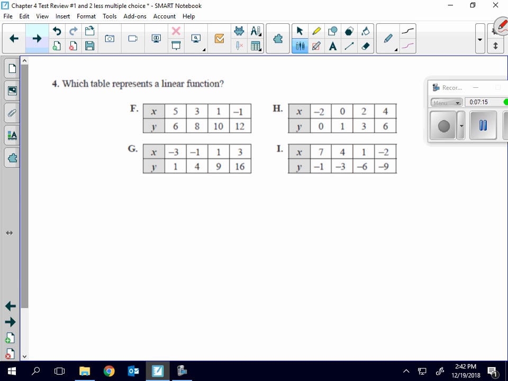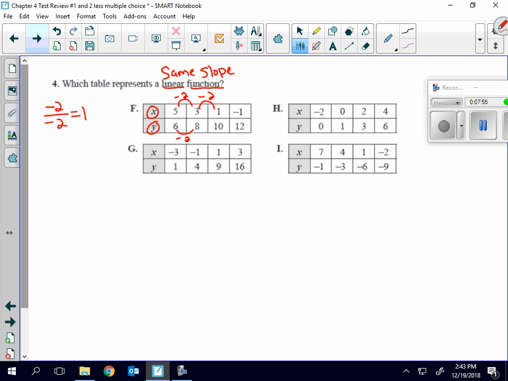Which table represents a linear function? Linear functions, you're writing this down, have the same slope everywhere. So you're just checking the tables to see if they have the same slope. Let's check the first one. We're going down by 2 and down by 2. So that looks like -2. We always do y over x. So we're going to have a -2 over -2, which is a 1. Okay, so that's 1. Let's do the next one.